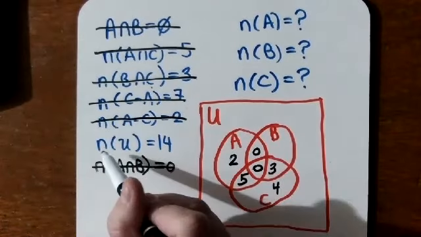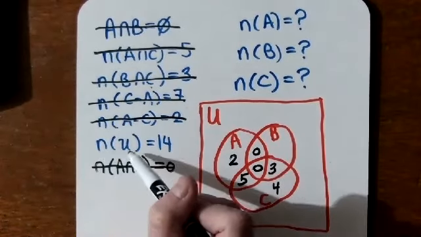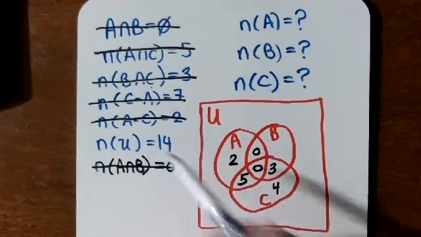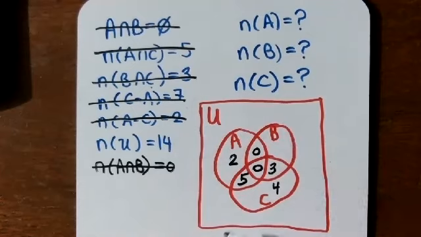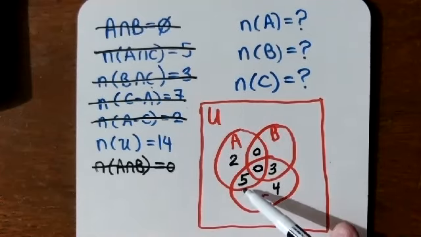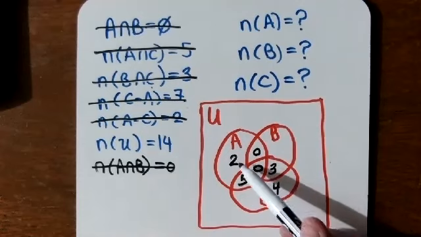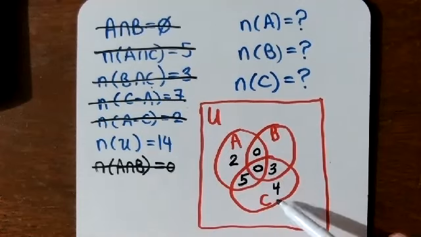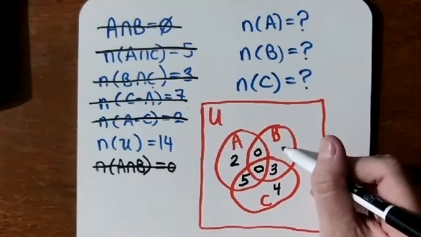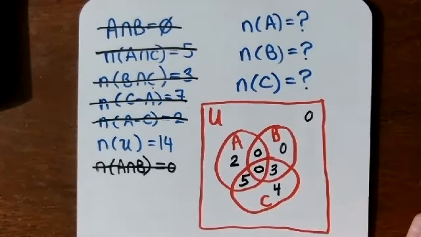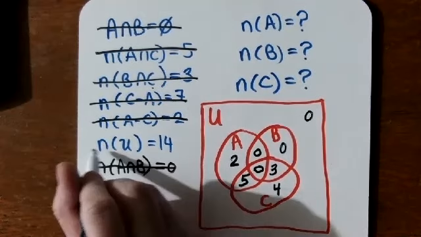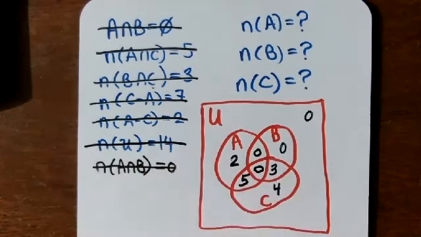We're also told that the number of elements in the universal set is 14. Now the universal set is the sum of every region in the Venn diagram. And if you look, we already have 5, 10, 14. That means in every remaining location, there's 0 elements. And we have used our final clue.